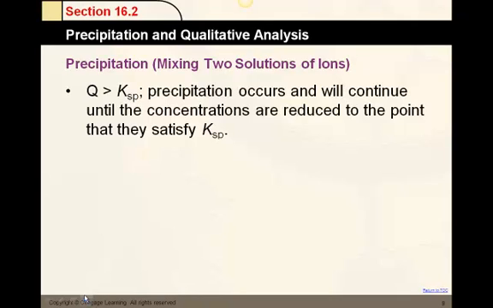And you notice here it says, when the value of Q is greater than the KSP, precipitation occurs and will continue until the concentrations are reduced to the point where they satisfy the KSP. If Q is less than the KSP, no precipitation occurs.